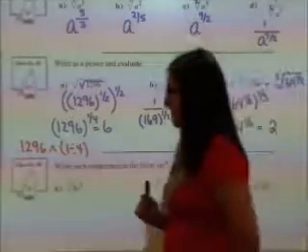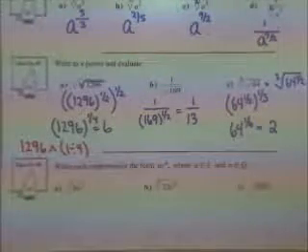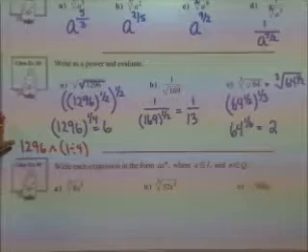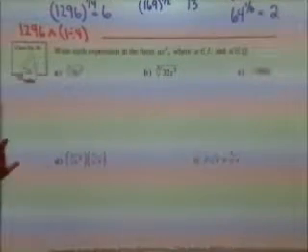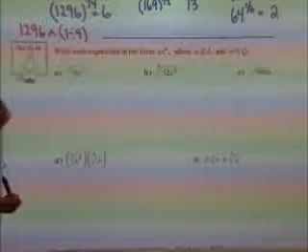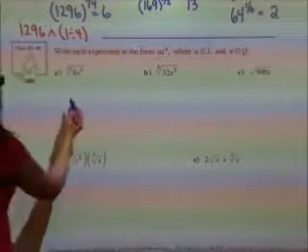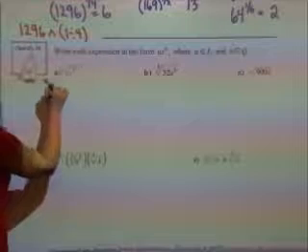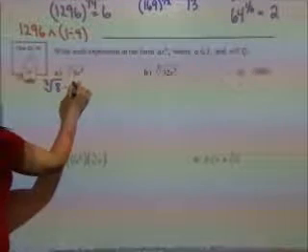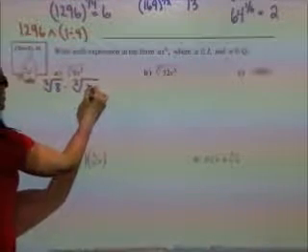Question number 6, we are dealing with coefficients as well as variables. So the best way to do these is to actually separate them out. So with A, I have the cubed root of 8x to the power of 5. So this is the cubed root of 8 times the cubed root of x to the power of 5.